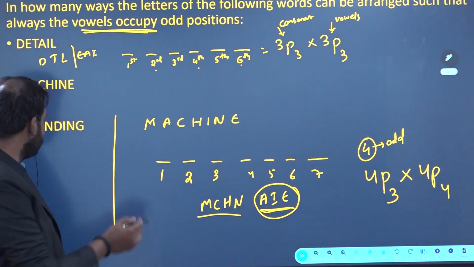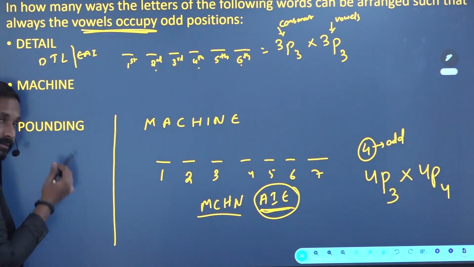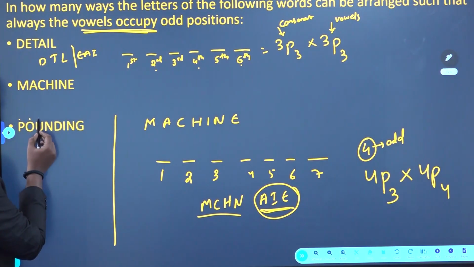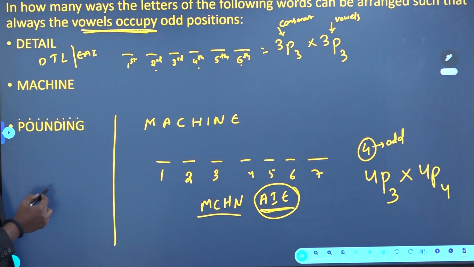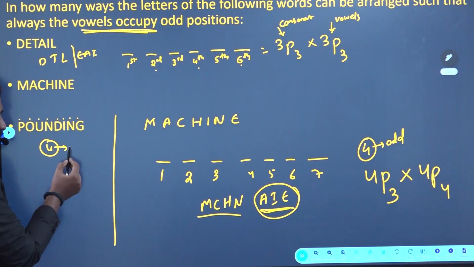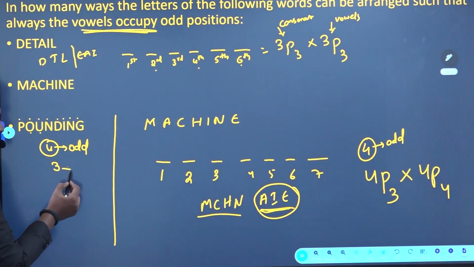Okay. Now come to this word, pounding. Please try to write the answer for pounding. Similarly, please try to write. So total 1, 2, 3, 4, 5, 6, 7, 8 are there. So in 8 positions, how many odd positions will we get? 4. So 4 odd positions are available. So how many vowels are there? 1, 2, 3. 3 vowels are there for me.